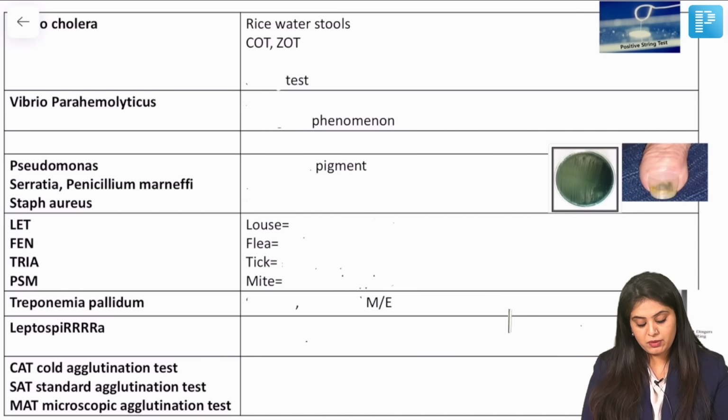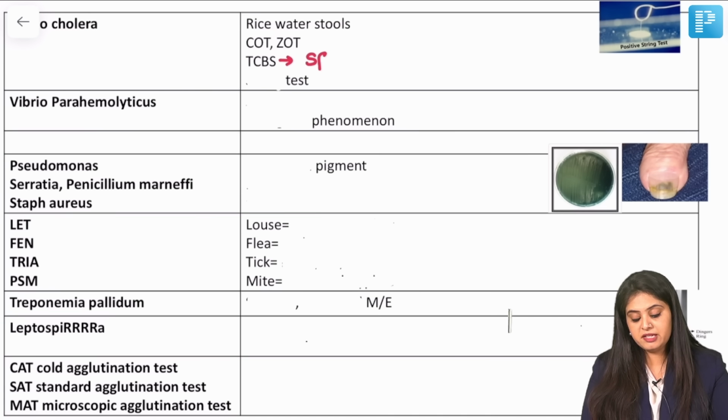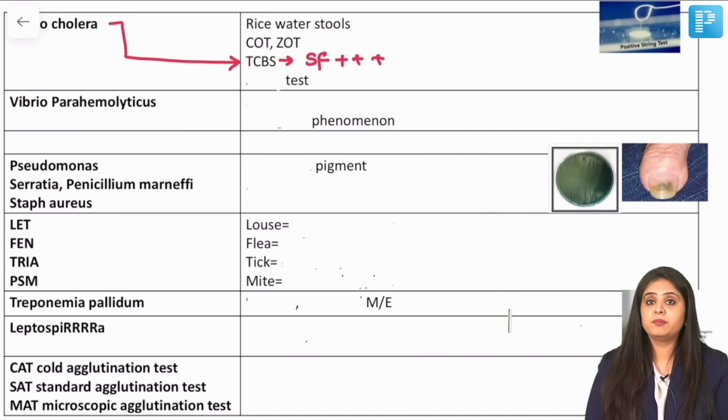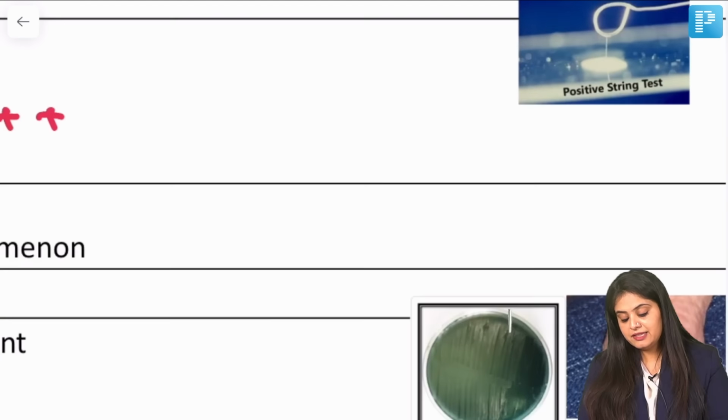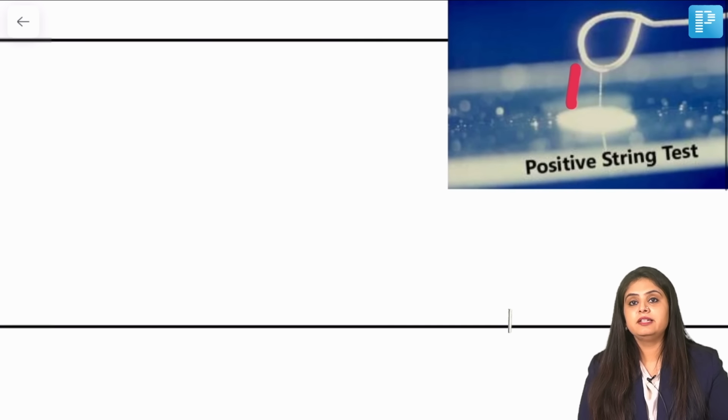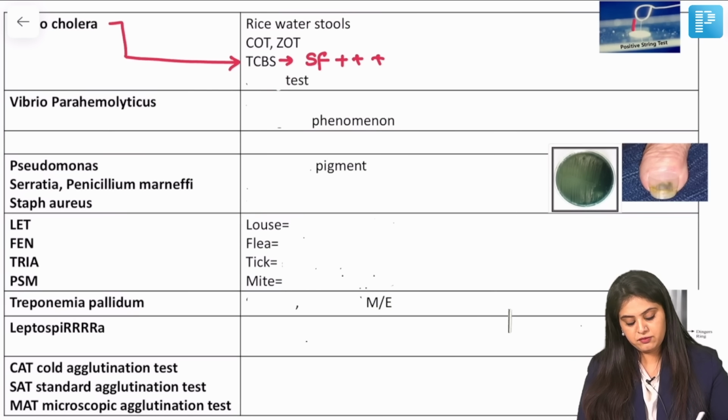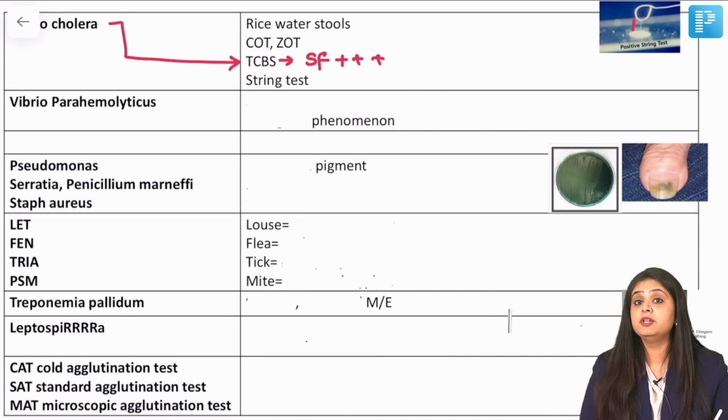Now this has a very important culture media called TCBS. TCBS, sucrose fermentation. So Vibrio cholerae is said to be a sucrose fermenter. I'll show you a picture in a while. And there's another test which it shows very classically, that is referred to as the string test, which is going to be positive in cholera, Vibrio cholerae.